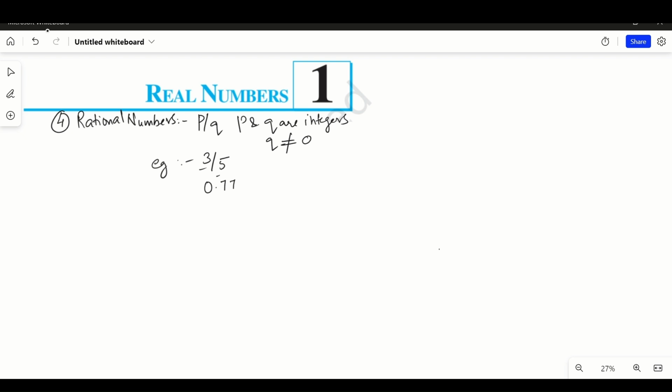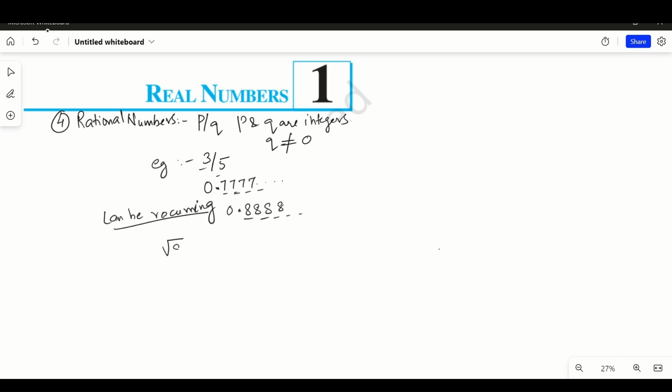And the rational numbers can be recurring. Here if we check after the decimal point, you can see the number is getting repeated, so it is called recurring. For example, 0.777 or say 0.8888. Here you can see after the decimal point the digit 8 is getting repeated. So rational numbers can be recurring.